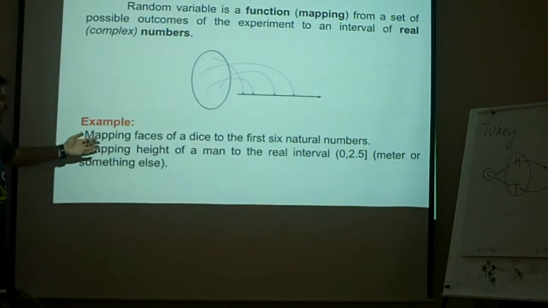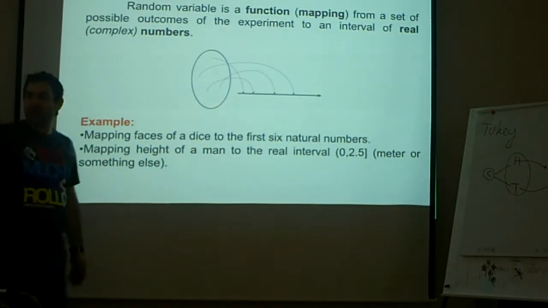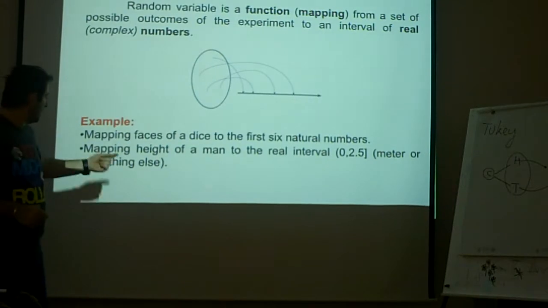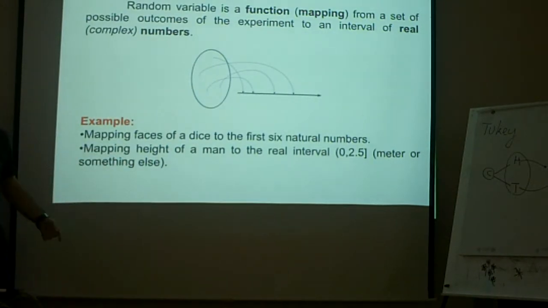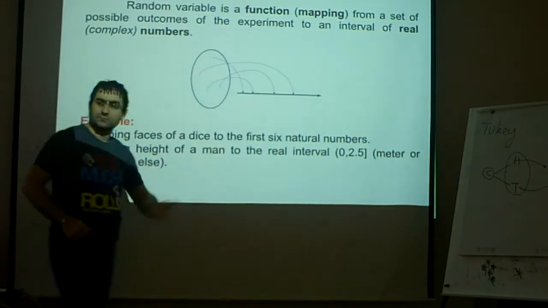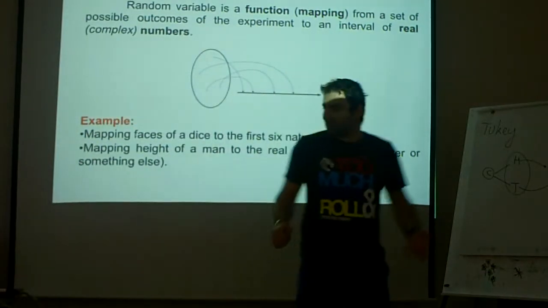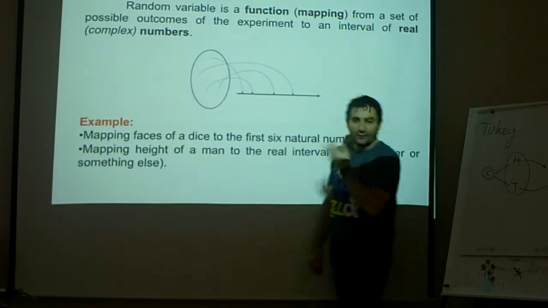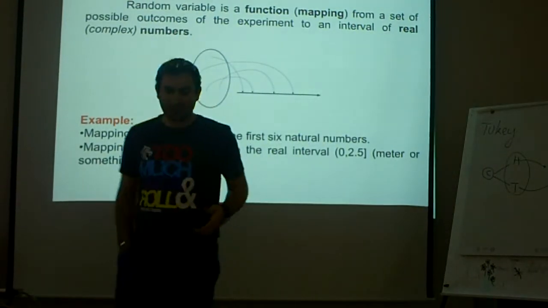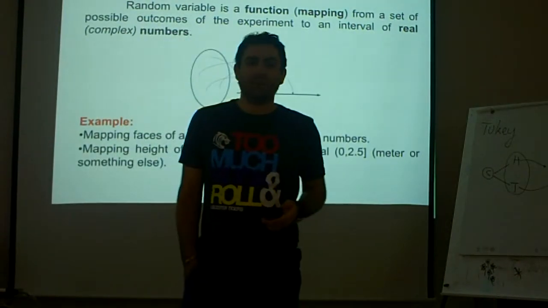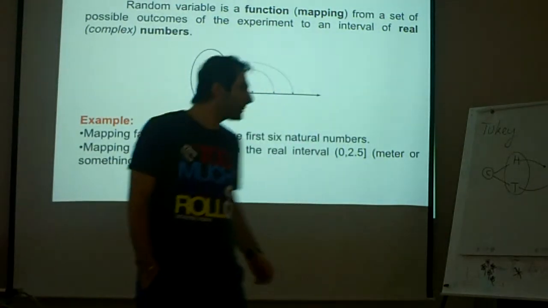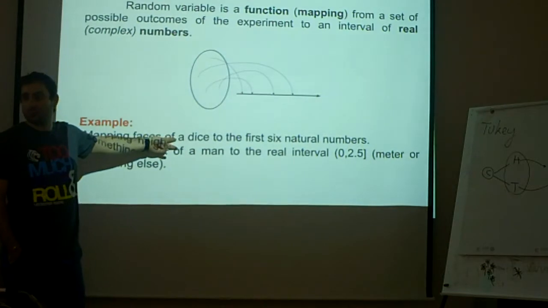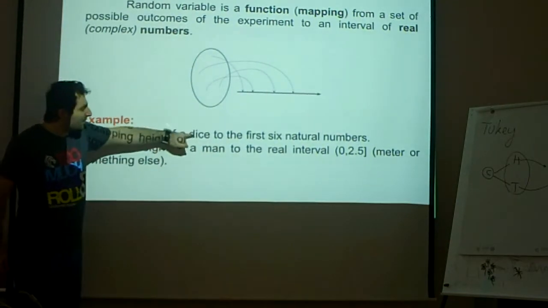Here the examples are mapping the faces of a dice, which is 1 to 6, into the natural numbers, or mapping the height of a man into an interval of numbers like this, from 0 to 2.5, assuming that we don't have a man who's taller than 2.5 meters. Can you tell me what the difference between these two is? One is discrete, the other one is... Yes, this one is discrete.